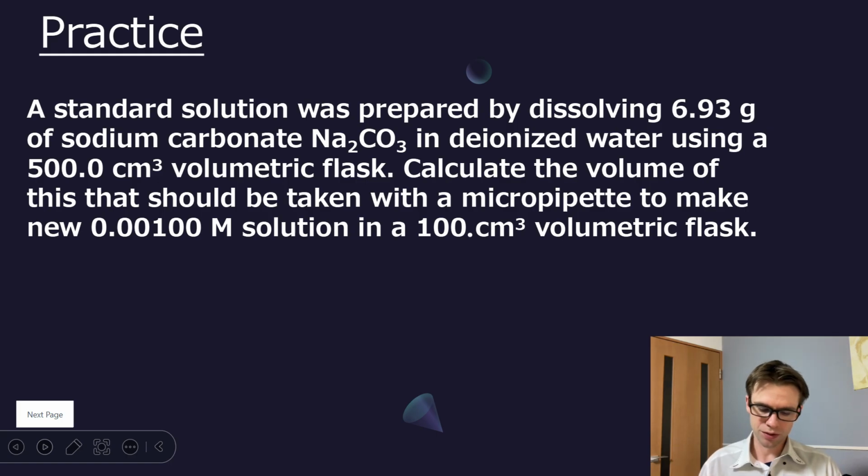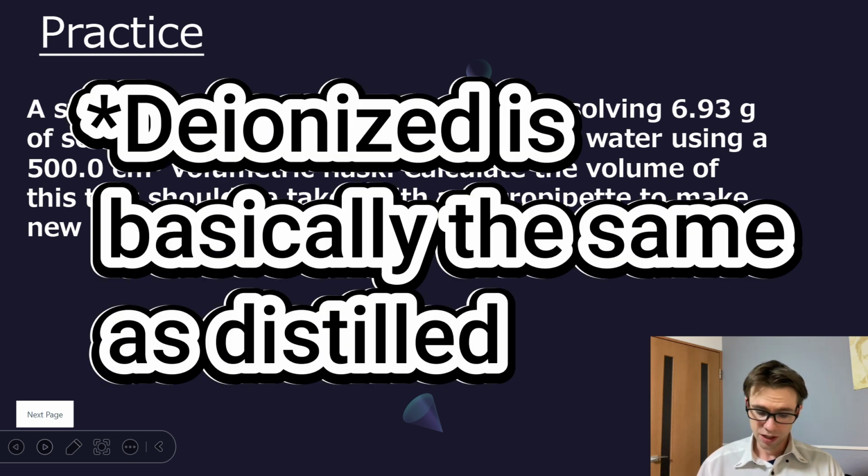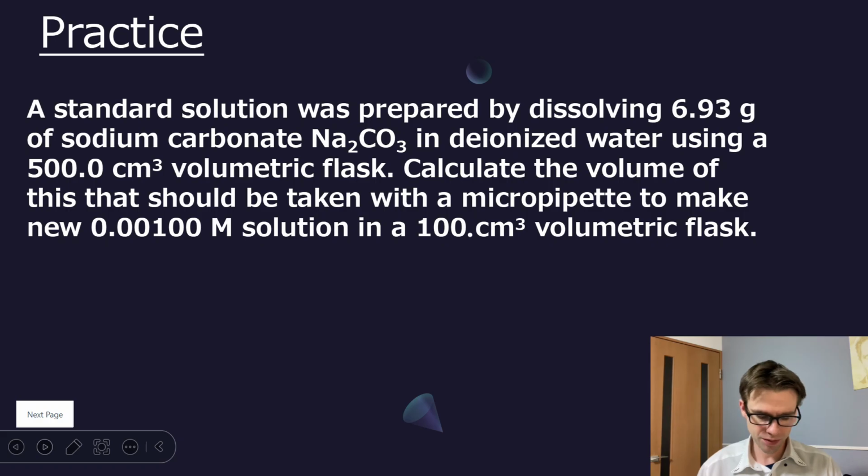A standard solution was prepared by dissolving 6.93 grams of sodium carbonate, Na2CO3, in deionized water using a 500 centimeter cube volumetric flask. Calculate the volume of this that should be taken with a micropipette to make a new 0.00100 mole per decimeter cube solution in a 100 centimeter cube volumetric flask.